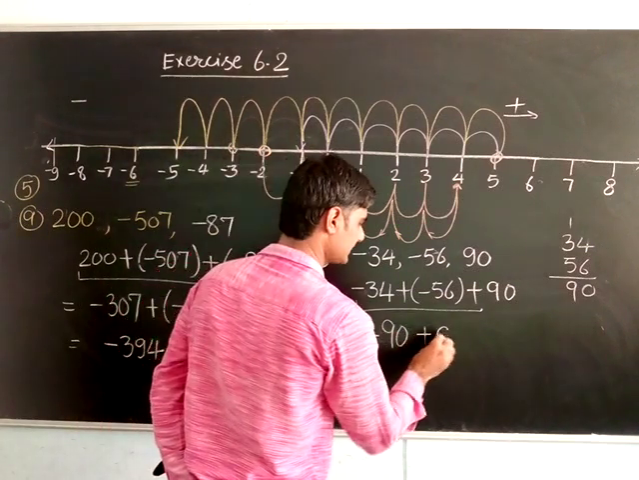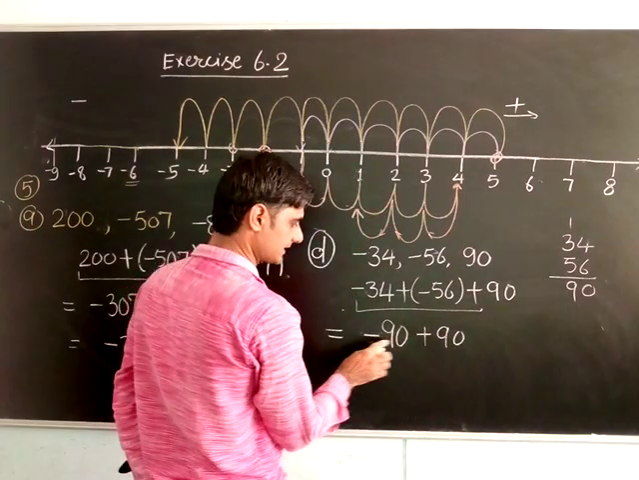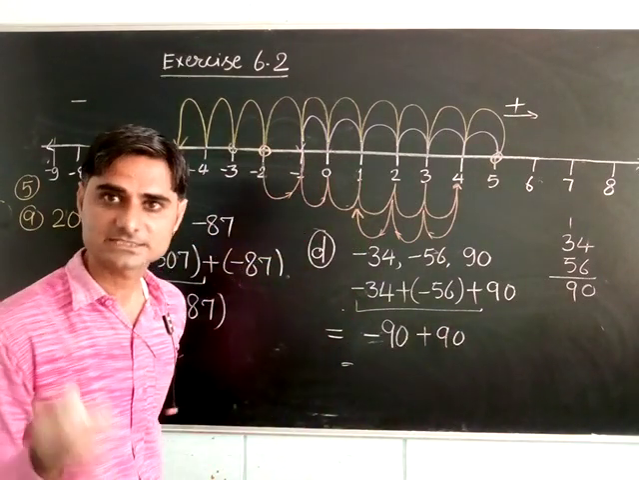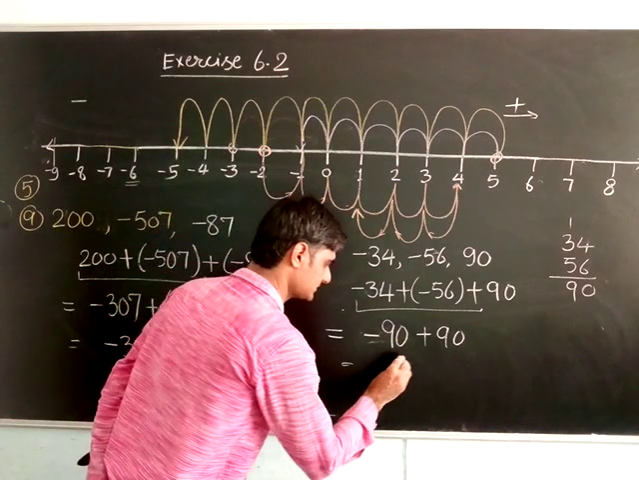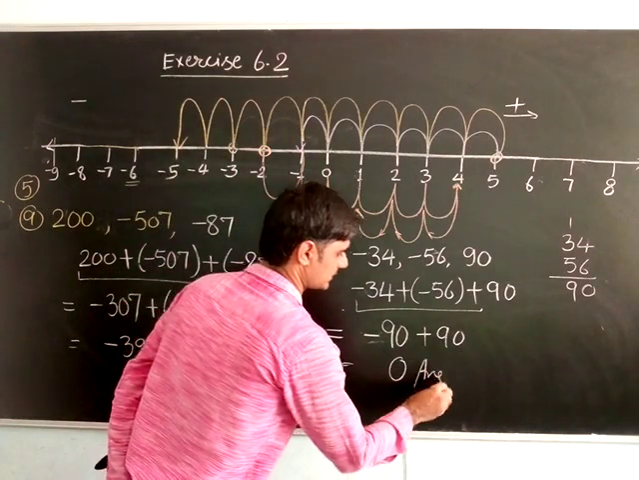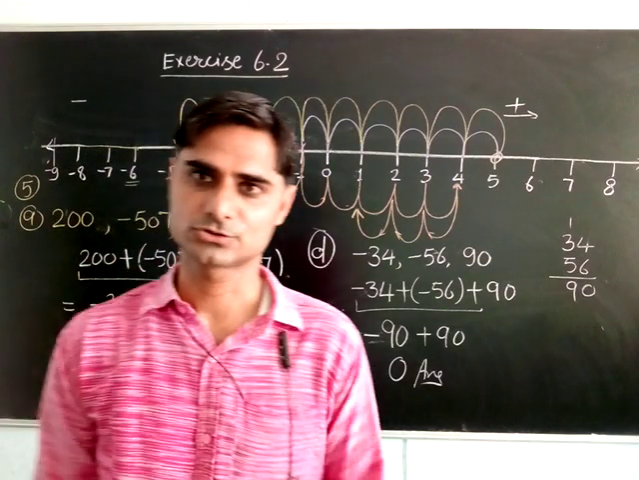And here plus 9, as it is. Say minus 90 plus 90. 90 minus 90 equal, different sign, subtract them, 0. So here 0 will come. This is the way to solve.